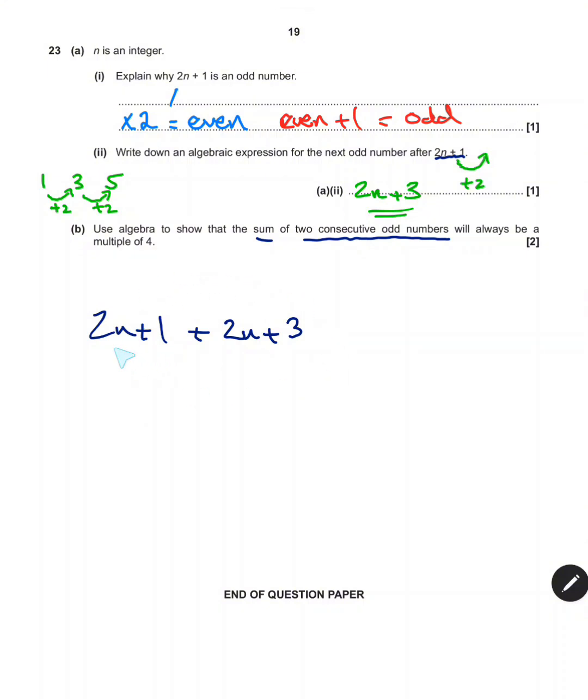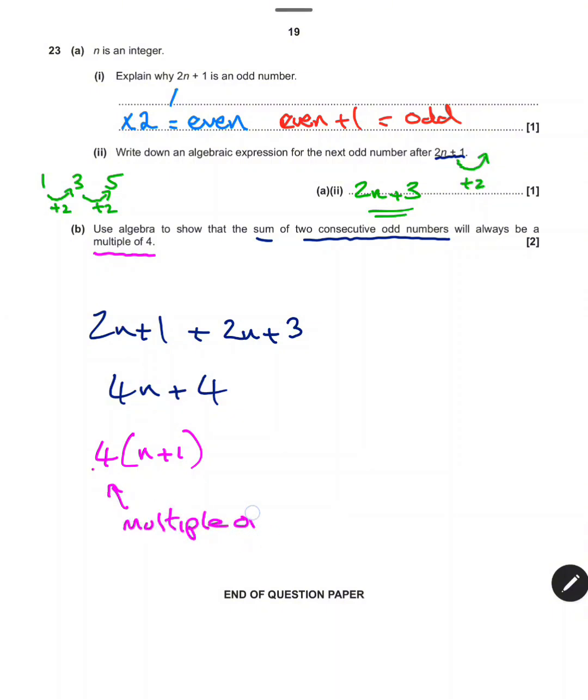And we just need to tidy this up. 2n added to 2n is 4n. And 1 added to 3 is 4. This is our final expression, but we're looking to show that this is a multiple of 4. And the way to do that is say, okay, look at this. This is 4 times n and 4 times 1. This is 4 lots of n plus 1. We've just factorised this expression. We've said that it's 4 times this, and if you're timesing by 4, it must be a multiple of 4.